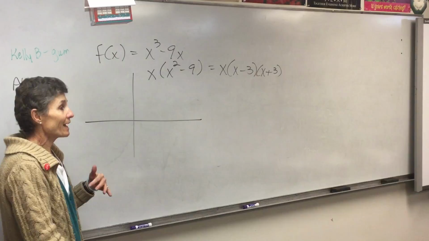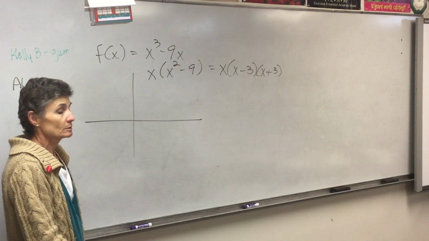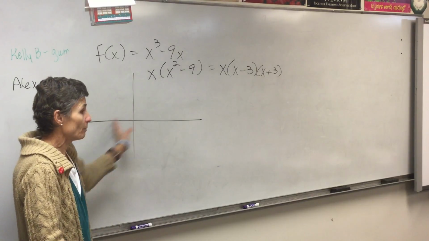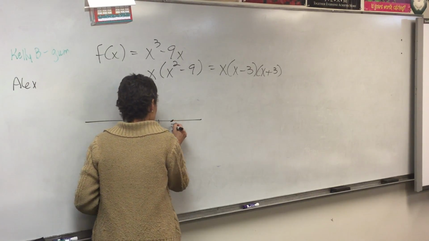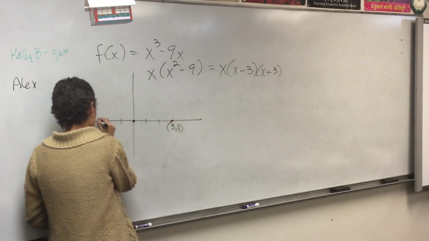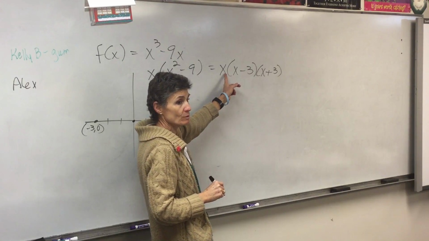Now, where do the dots go then? These are the factors. On the x-axis, where do I put my dots? 0, 3, and -3. That's where the dots go. When there's no number, it goes at 0.